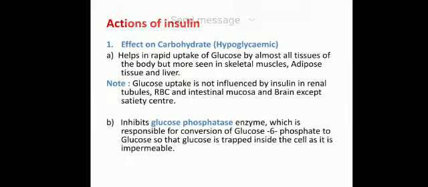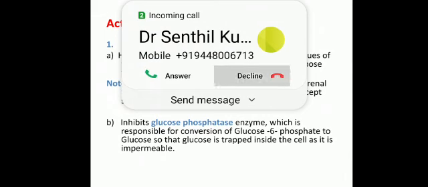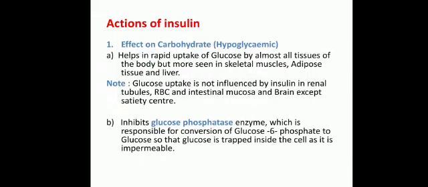So that glucose is trapped inside the cell, the body wants glucose to be trapped inside the cell. For that, insulin inhibits the activity of glucose phosphatase enzyme, which is responsible for the conversion of glucose 6-phosphate to glucose. Now, that's about the hypoglycemic action of insulin on carbohydrate metabolism.